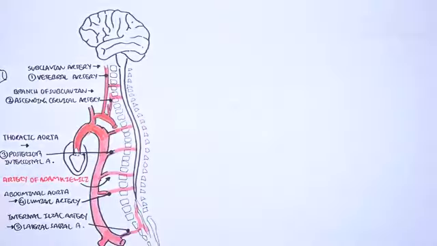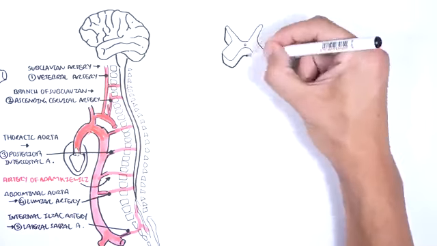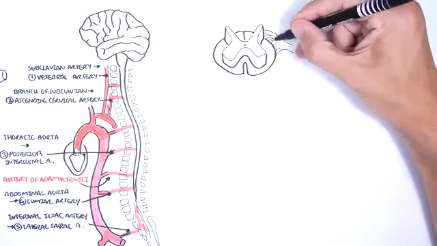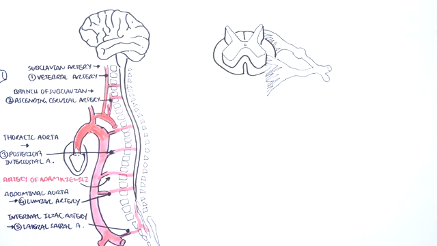Next, let's talk about the meninges, the layers that surround the spinal cord and protect it. Meninges comprise 3 layers of protective tissue. Just like you have meninges of the brain, this continues to form the meninges of the spinal cord.